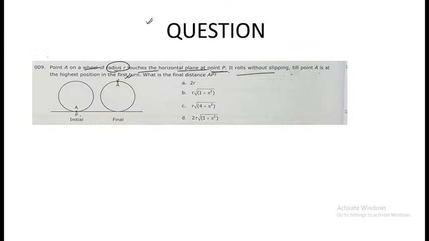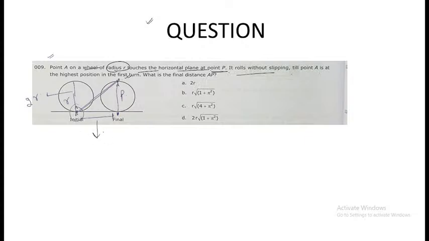The question is saying a point P is there on the ground over here, and from here it moves to this particular point. You need to find this distance. The radius of the circle is r. If this is r, the complete diameter will be 2r, right? So from here to here you can keep this as 2r.